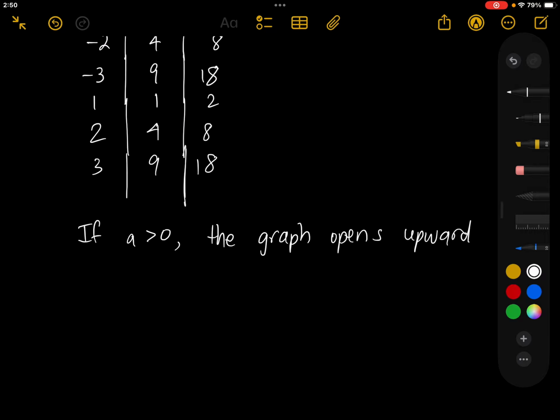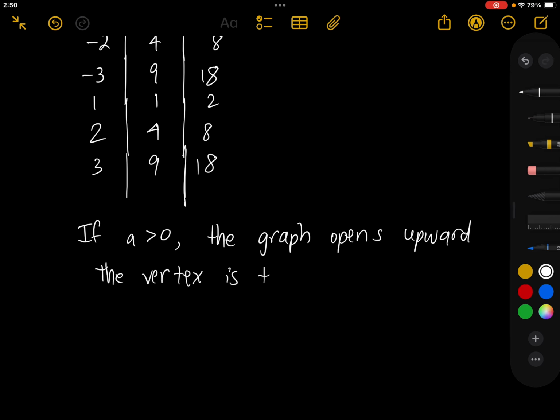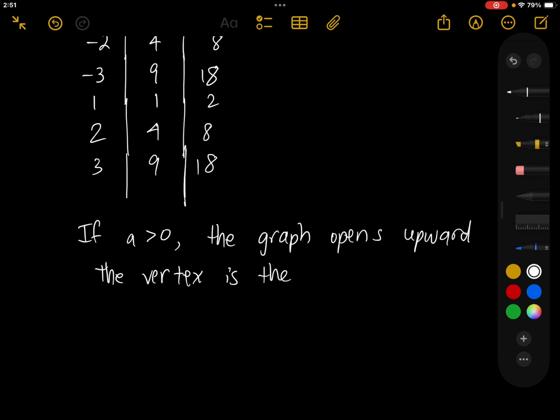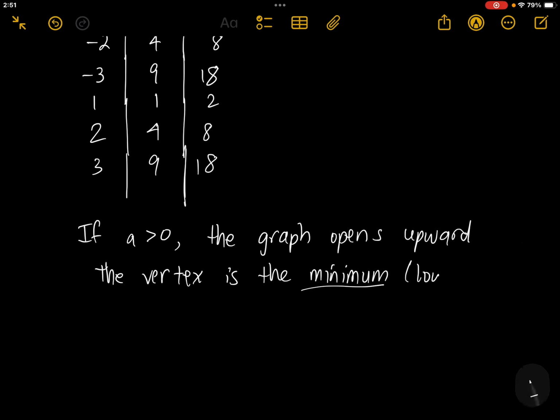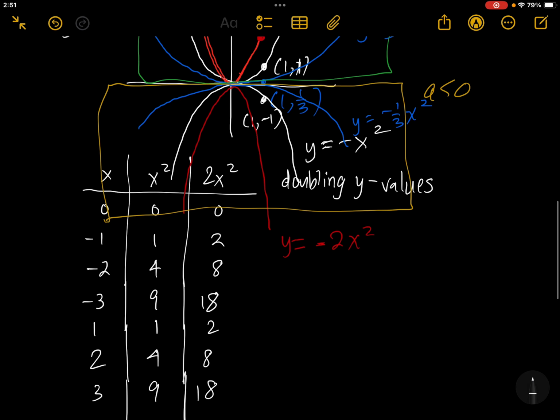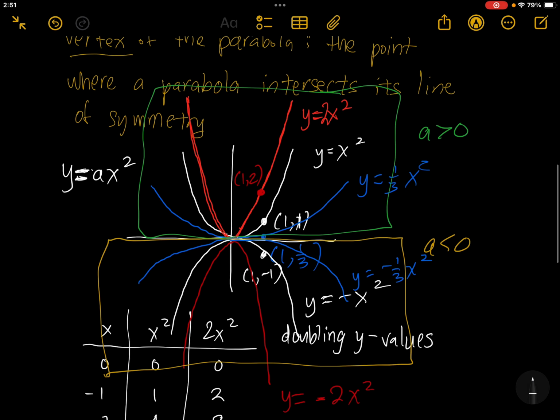So if a is positive, the graph opens upward, and the vertex is the minimum point, the minimum being the lowest point of the graph. So in all the examples that we did, where it's just y equals ax squared, where a is positive, the vertex is 0, 0.